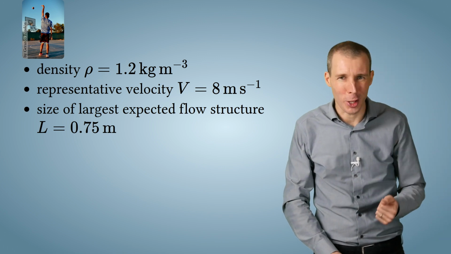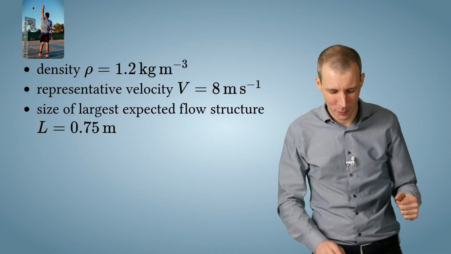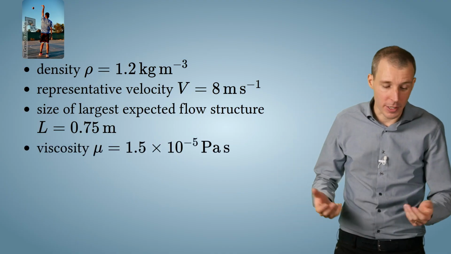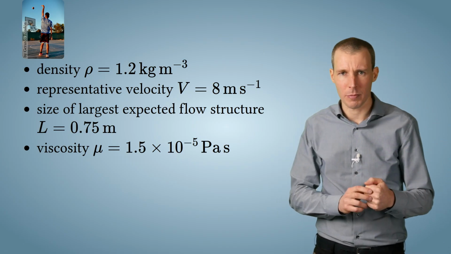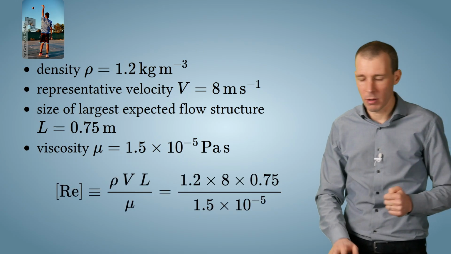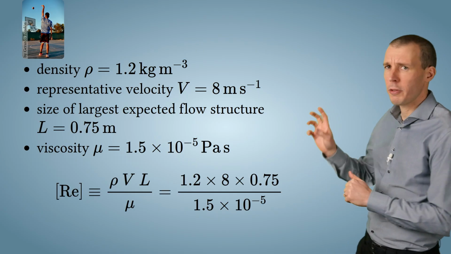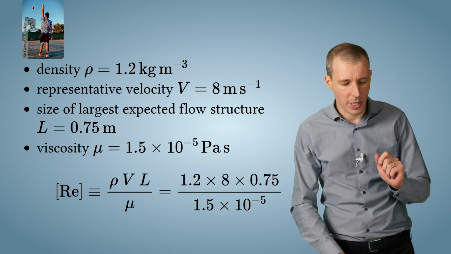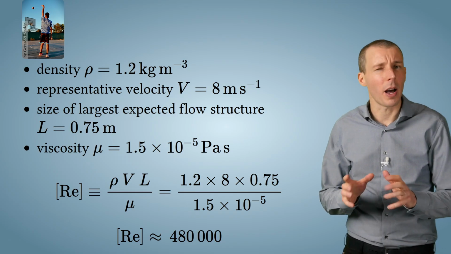In this case, I have to look it up. A basketball is about 75 centimeters in diameter. And lastly, the viscosity is the viscosity of the air, in this case 1.5 times 10 to the power minus 5 Pascal seconds. So let's put this all together now. Reynolds number, rho v L divided by mu, put all the numbers, paying attention to units, and then we get about 480,000, or about 500,000.